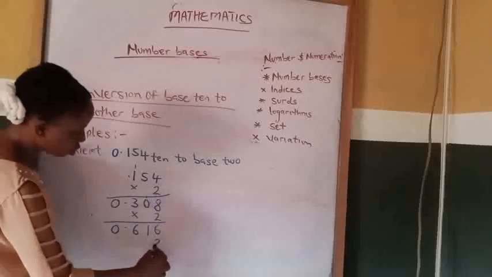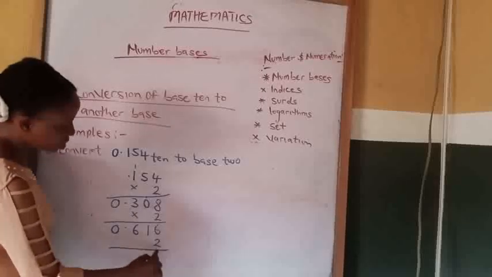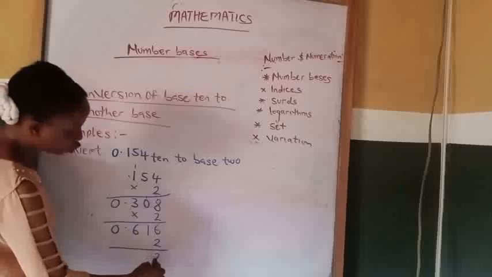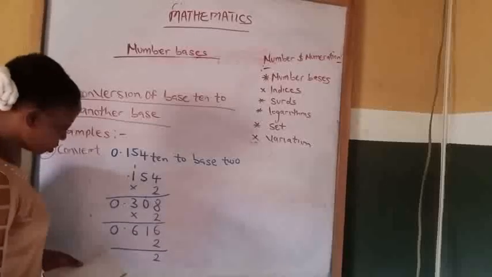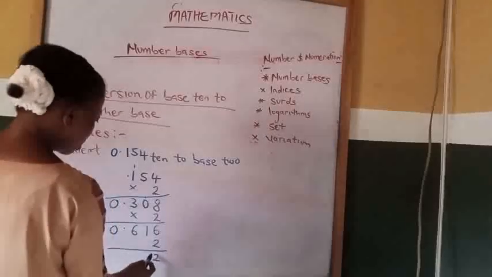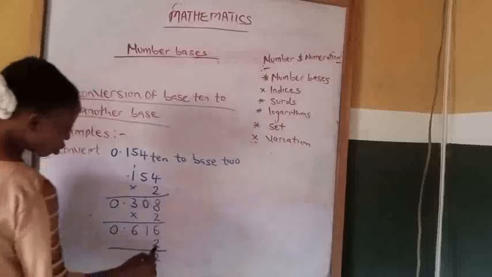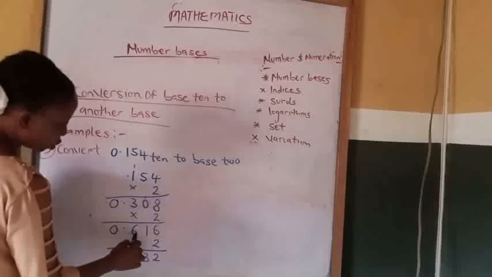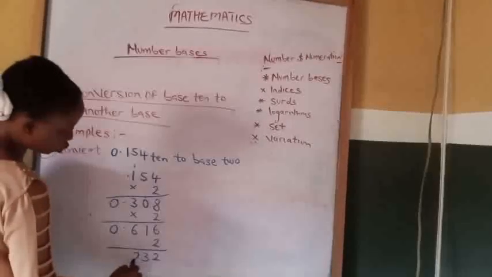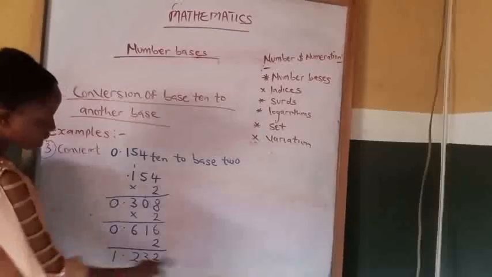By 2. You multiply by base 2 again. 2 times 6 is what? Is 12. 2 carry 1. Then 2 times 1, 2 plus 1, that is 3. 2 times 6, that is what? 12. That's 2 carry 1. So, and so on.